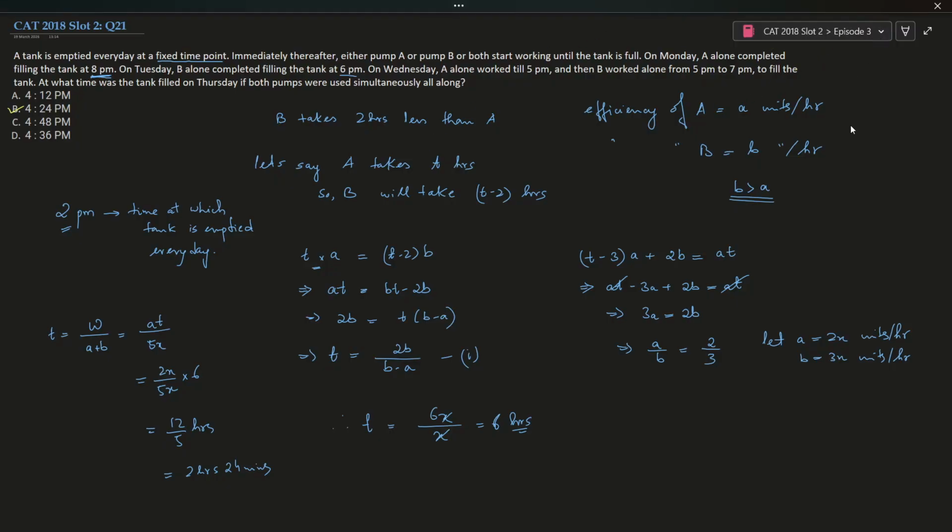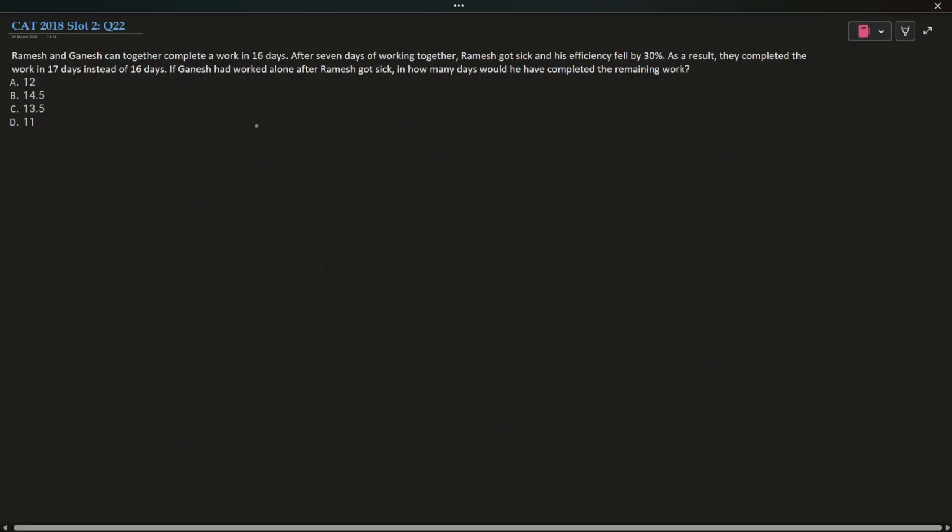Let's move on to the next question. Ramesh and Ganesh can together complete a work in 16 days. After 7 days of working together, Ramesh got sick and his efficiency fell by 30%. So Ramesh's efficiency decreased by 30%, which means it became 70% of his initial efficiency.